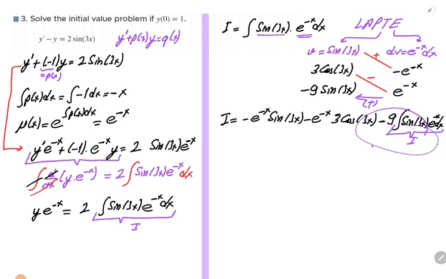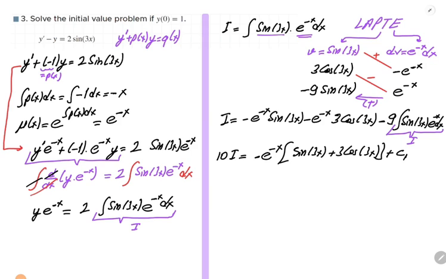Minus 9I passes to the other side with a plus sign, plus 9I, and another I here makes a 10I. 10I is equal to, let's take a minus e to the minus x parenthesis here, sine 3x plus 3 cosine 3x, right? And of course, a constant term. Let's call this constant term C1. And I obtained the formula for 10I.